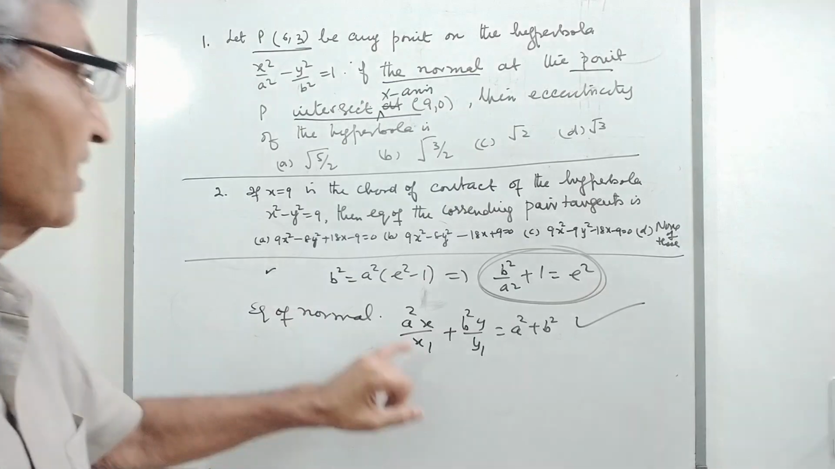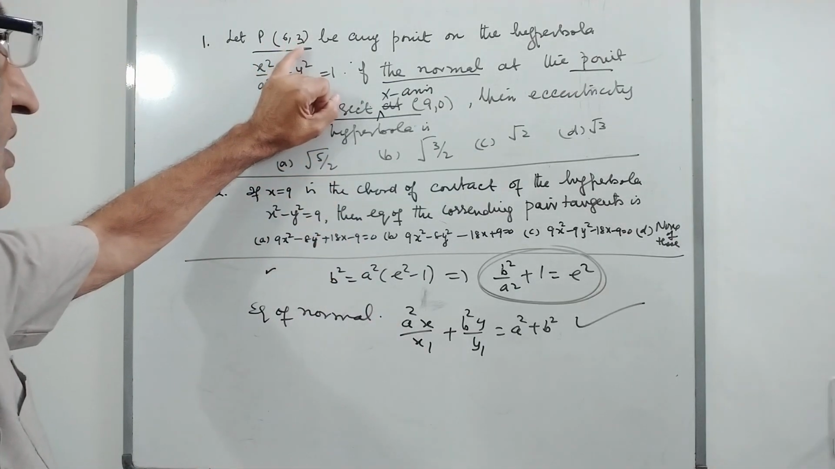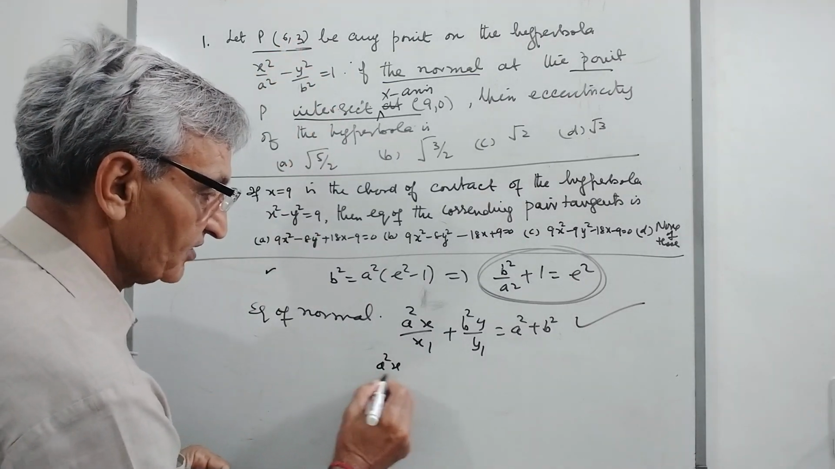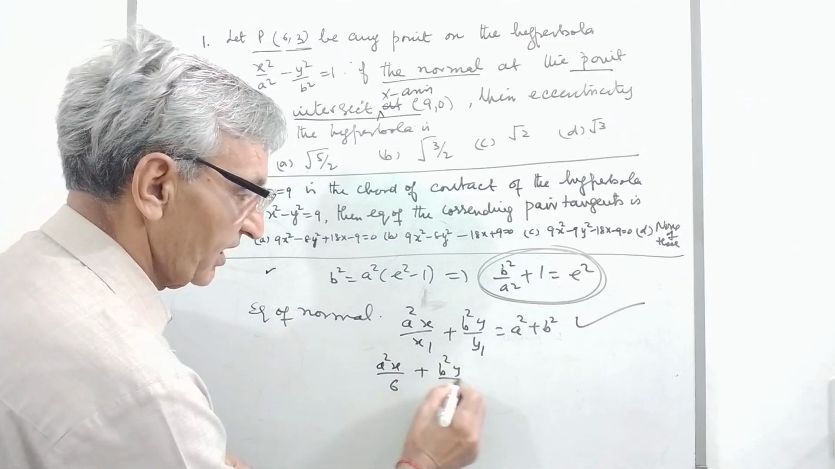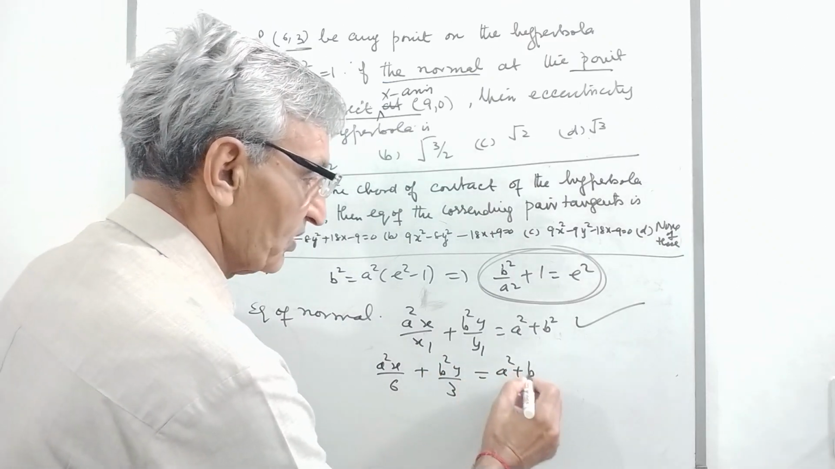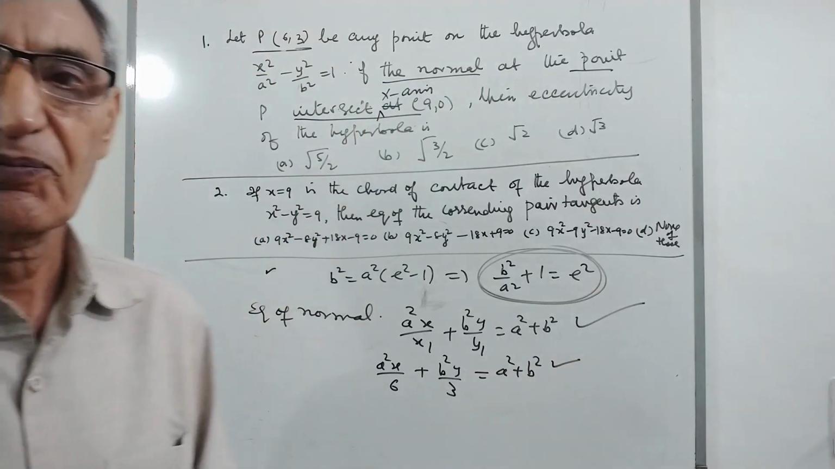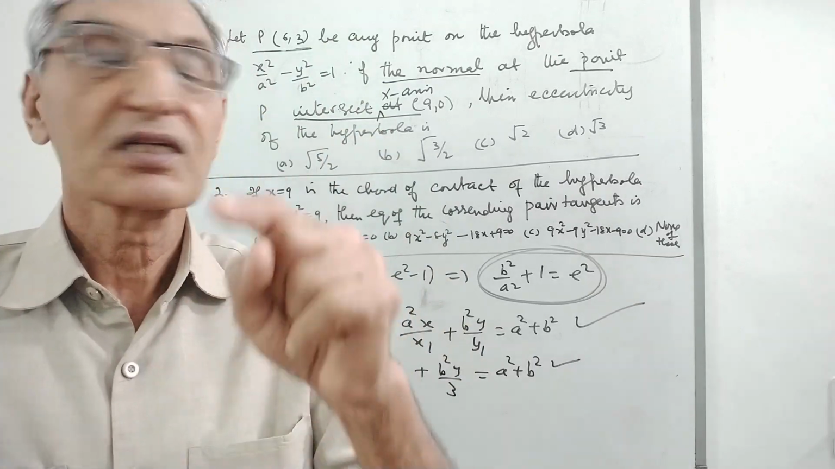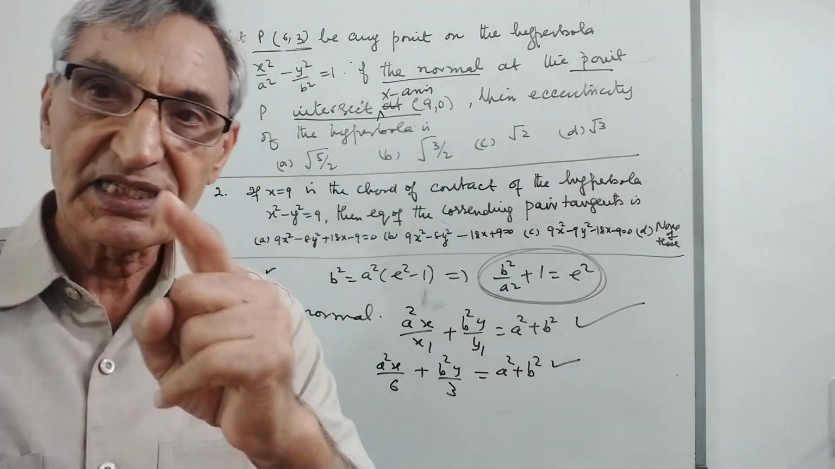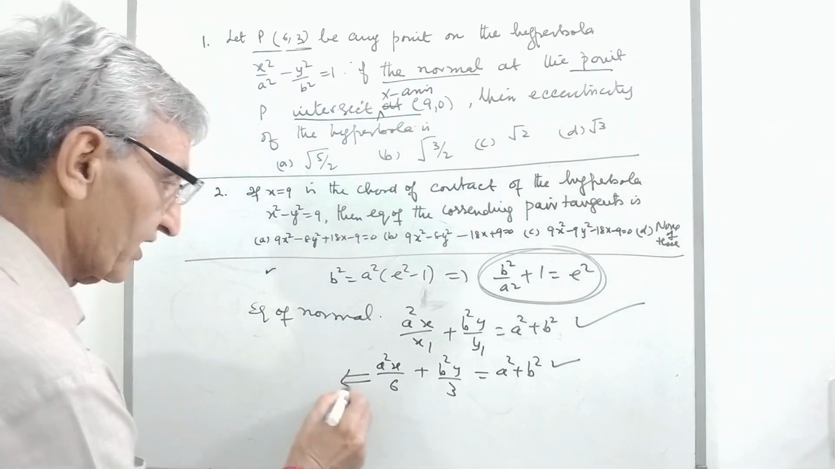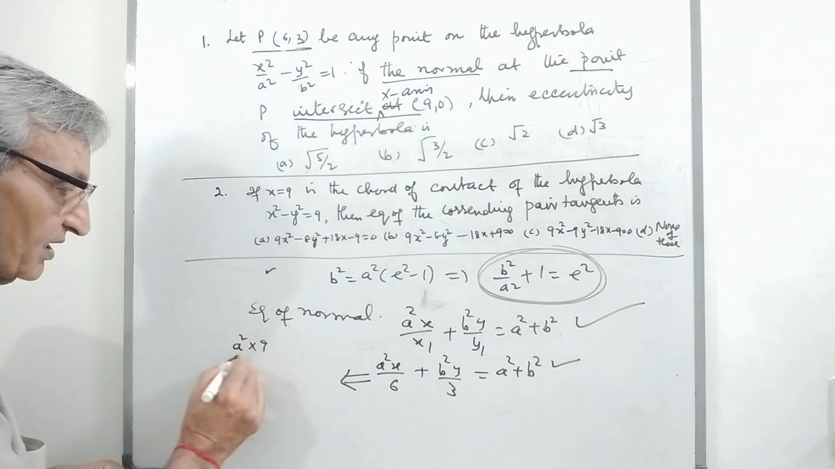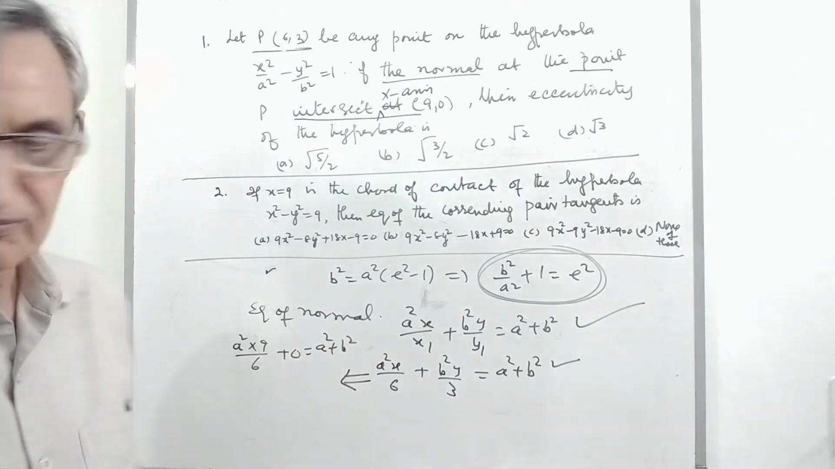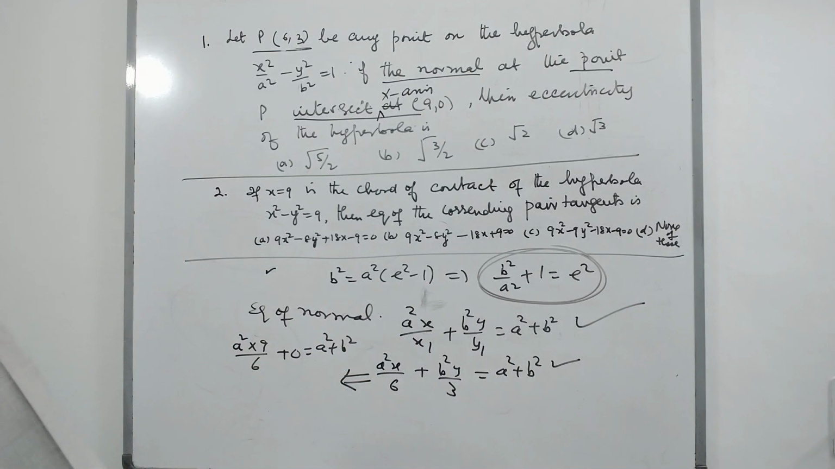Here, x1 is equal to 6 and y1 is equal to 3. Therefore, a square x upon 6 plus b square y upon 3 is equal to a square plus b square. Well, this is what we got at the point (6, 3). Now this normal passes through a point, the point (9, 0) on the axis. So (9, 0) will satisfy: a square into 9 divided by 6 plus 0 is equal to a square plus b square.